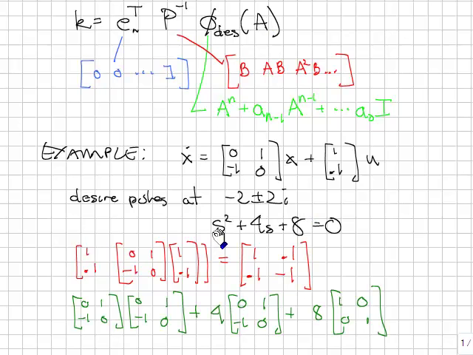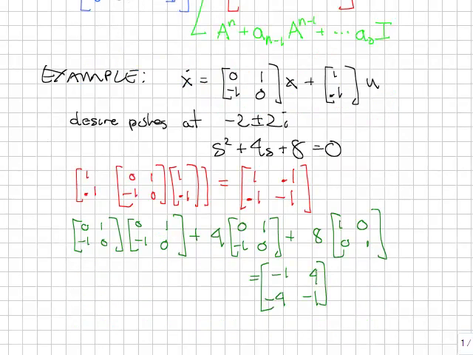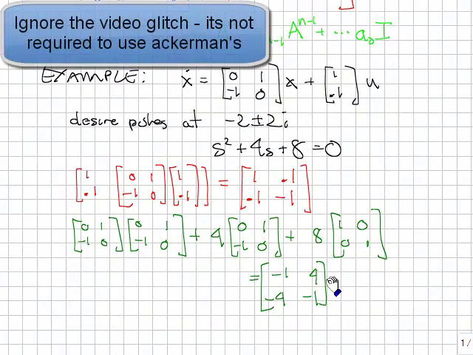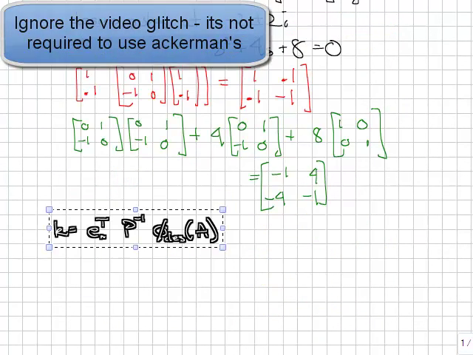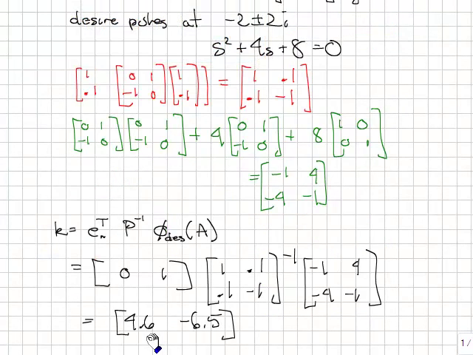Substituting A into the desired closed loop characteristic equation, I have the matrix equation shown here in green. And after doing the algebra, I have the value here. Now I need to substitute all these values back into Ackerman's form. Completing the algebra, I end up with K equal to 4.6 and -6.5.